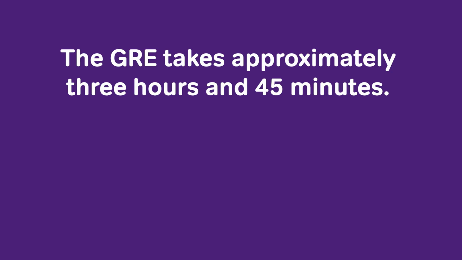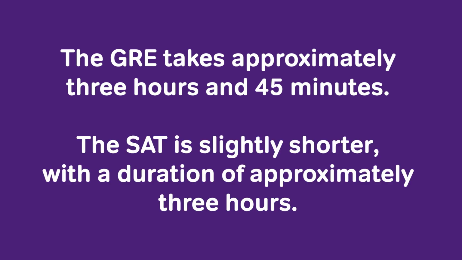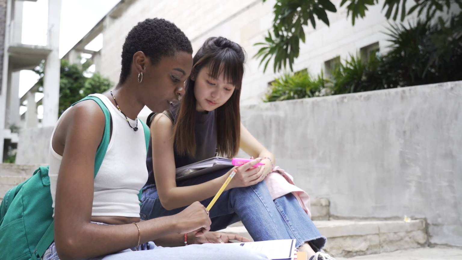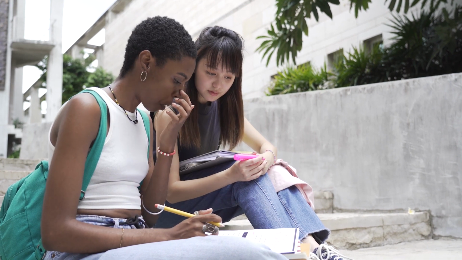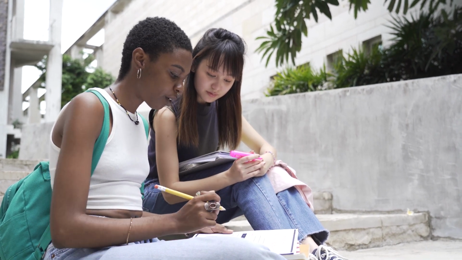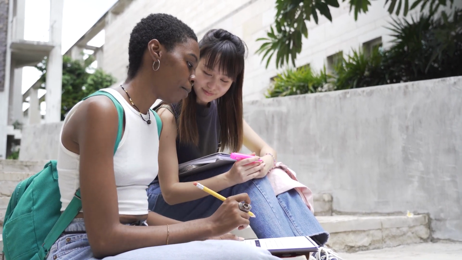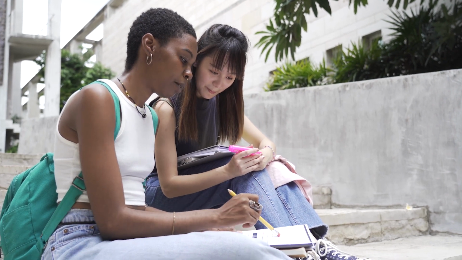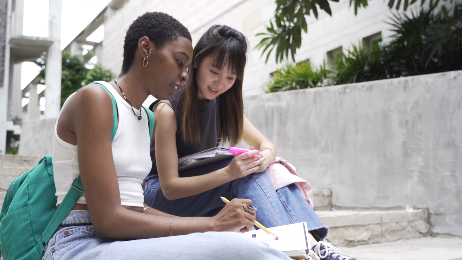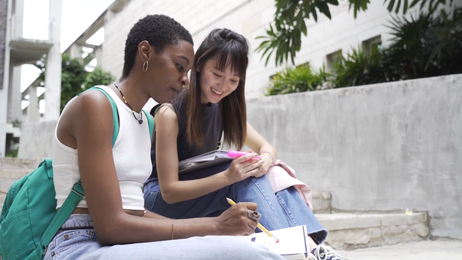3. Duration. Another difference between SAT and GRE is the duration. In total, the GRE takes approximately 3 hours and 45 minutes. The SAT is slightly shorter with a duration of approximately 3 hours. 4. Order. On the GRE, the analytical writing section always comes first. However, the remaining sections can appear in any order. An unscored experimental or research verbal or quantitative reasoning section may also be included.